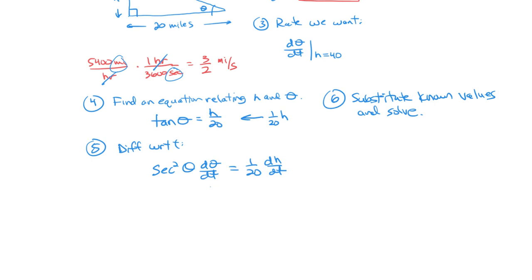Well, we're going to have to look at our picture here. And I'm just going to redraw this so we can see it over here. Okay, just a straight line here. Here's theta. We know this is 20, right? And we want this rate of change at the point where h equals 40. So this height is going to be 40.